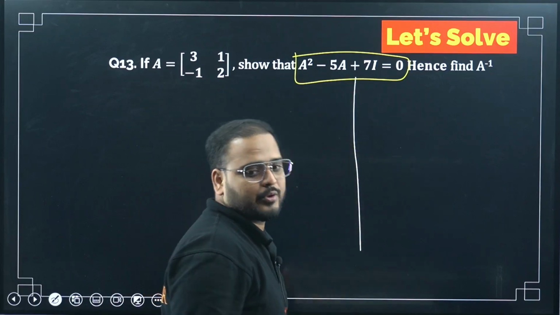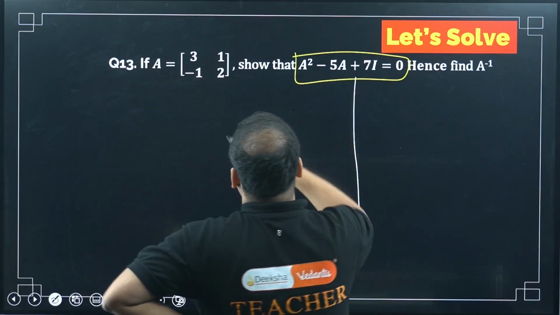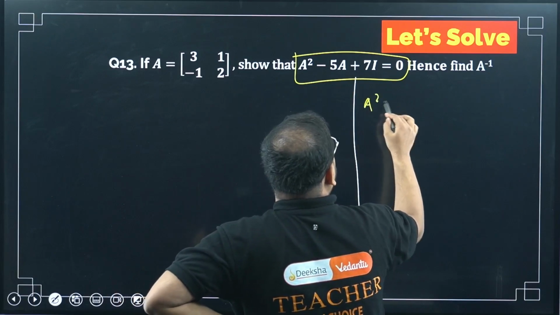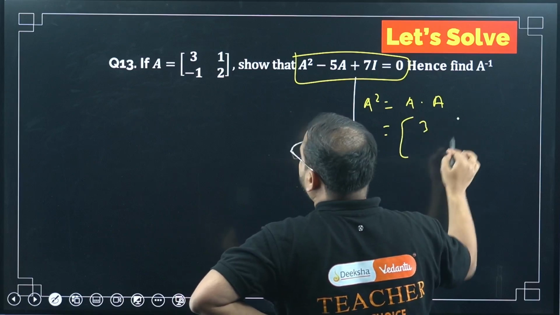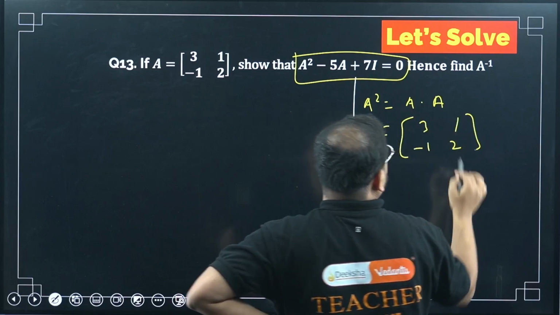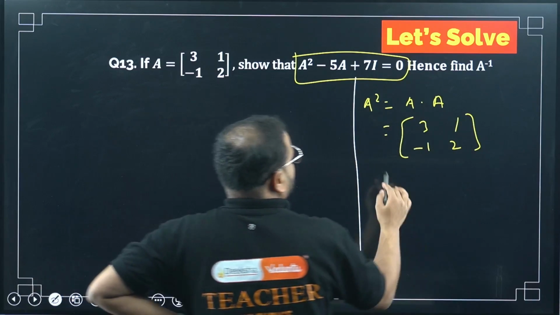Then find A inverse. Okay, let's do it. What is this? A square. Tell me, A square is what? A into A. So write it here. 3, 1, minus 1, 2. Yes or no? Yes.